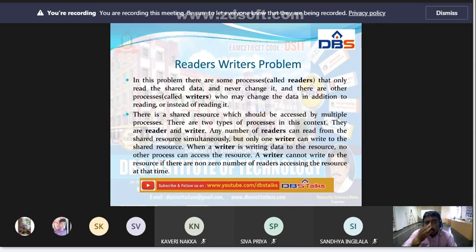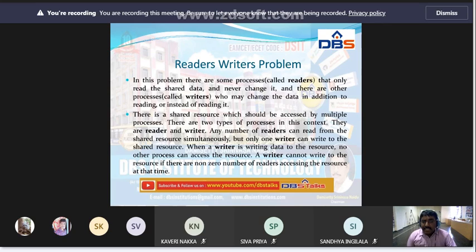Here there are 2 processes. First one is reader. Reader only reads the shared data; there is no chance of writing or modifying the data. Whereas writers write the data, which means they may change the data. There is a shared resource which should be accessed by multiple processes. Any number of readers can read from the shared data simultaneously, but only one writer can write the shared data.